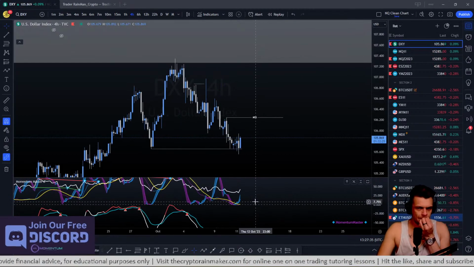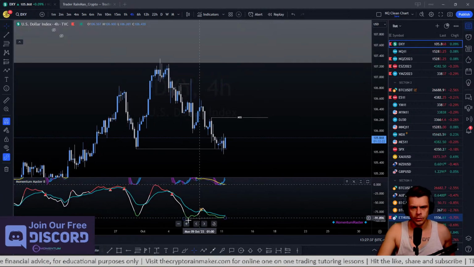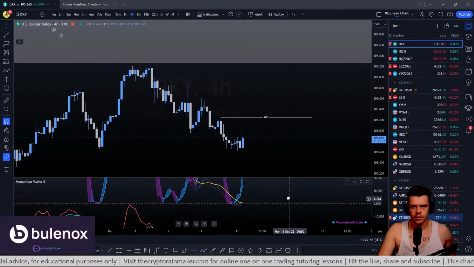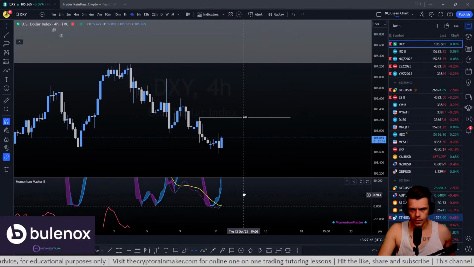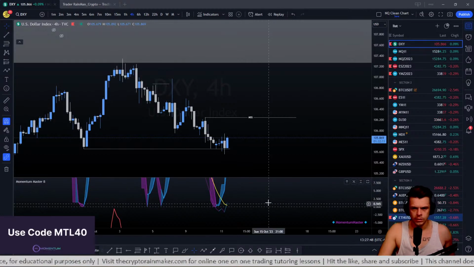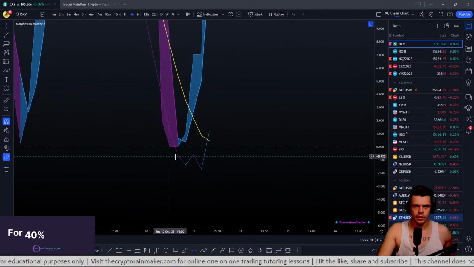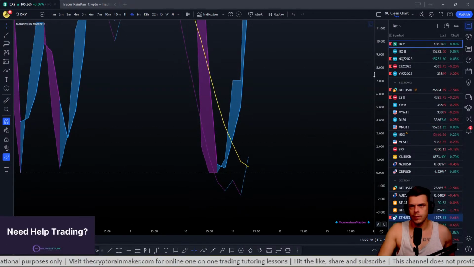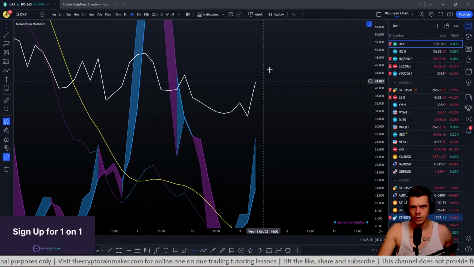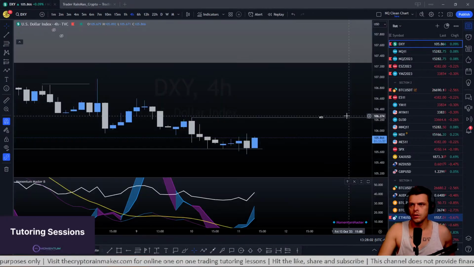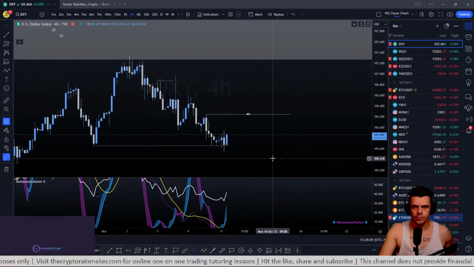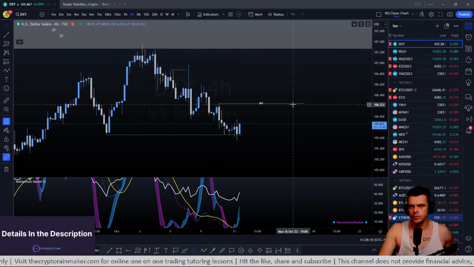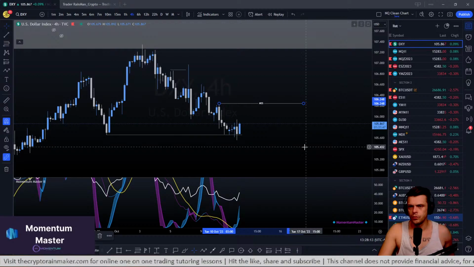The 4 hour does look pretty bullish on the Momentum Master. We've got this divergence, momentum pushing to the upside, and this MACD is just flipping bullish right now. A closer look: you see the purple line flip blue and is now crossing the yellow line. Go look at the RSI, starting to aggressively point to the upside. So it looks like the Dixie wants to go towards this high, which is at 106.248.